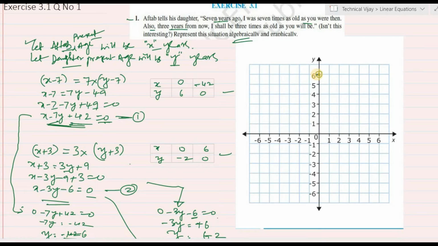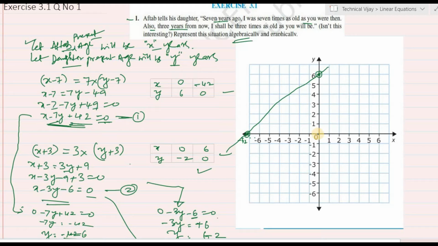Okay, this is x equal to 0 and y is equal to plus 6, and x is equal to minus 42, y equal to 0. So y is equal to 0 means this y coordinate is 0 and x is minus 42. So minus 6 up to this is minus 42. Okay, so we will assume this here. This is one point, and you join this point and this point. Okay, this is a line, and in the same way you can represent these values on the graph.